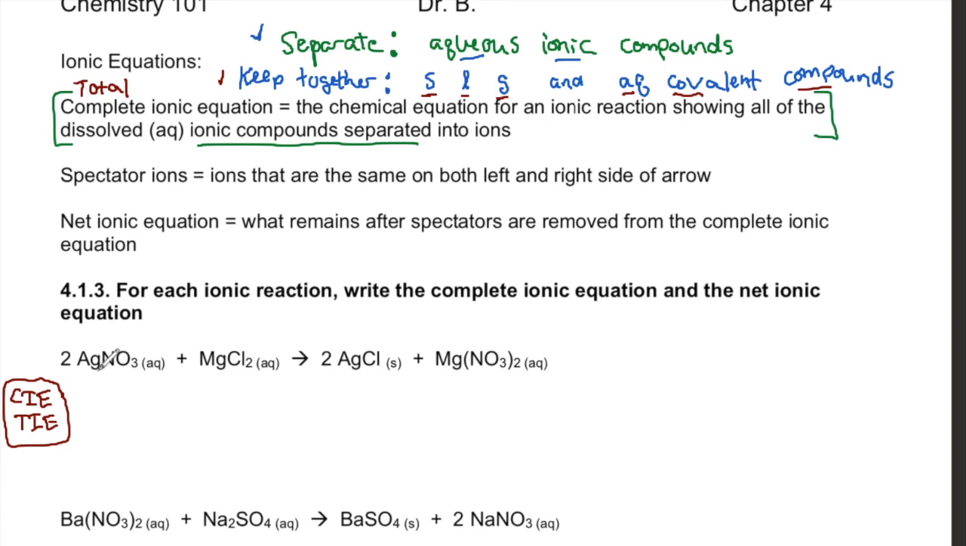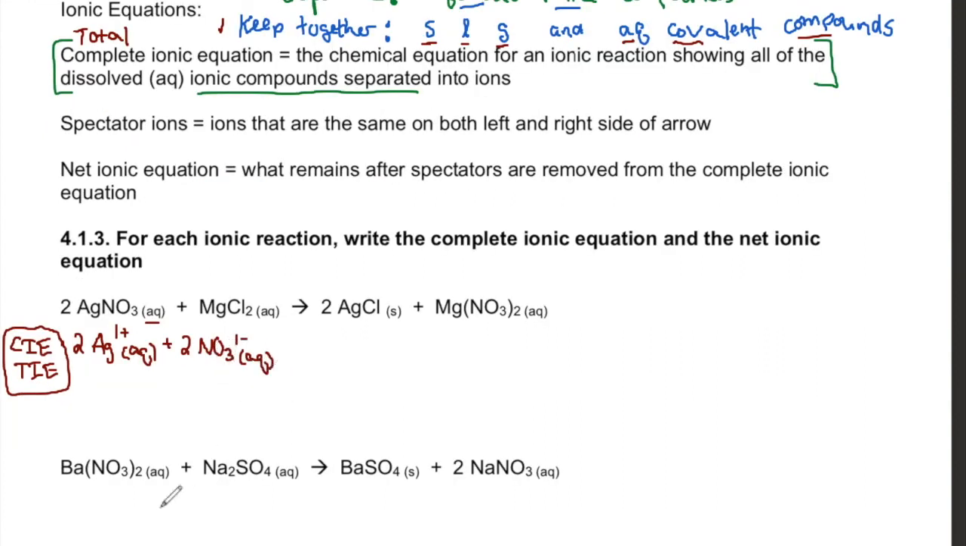We have silver nitrate, and that is ionic, and it is also dissolved. So we are going to separate this into 2 silver ions and 2 nitrate ions. We have magnesium chloride, which is also ionic and also dissolved. So we are going to separate that also into a magnesium ion and 2 chloride ions.